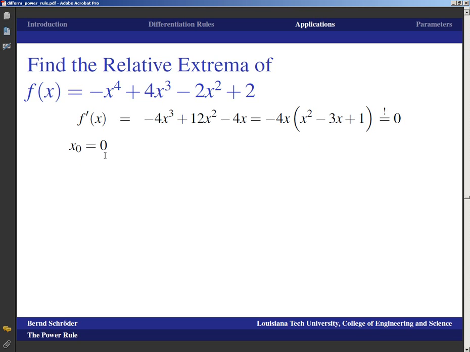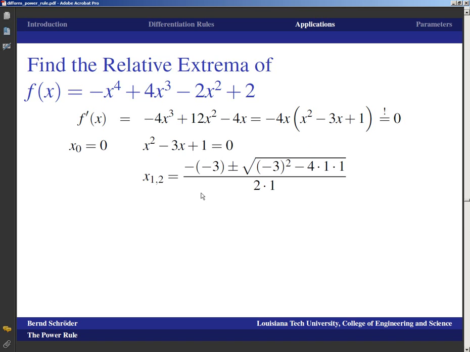So first of all, the first 0 here is 0, and then for x squared minus 3x plus 1 equals 0, I use the quadratic formula. Negative b, negative 3, plus or minus the square root of b squared, negative 3 squared, minus 4 times a, which is 1, times c, which is 1 also, divided by 2 times 1.